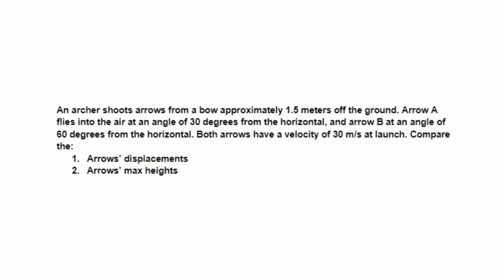So our next problem here is: an archer shoots arrows from a bow approximately 1.5 meters off the ground. Arrow A flies into the air at an angle of 30 degrees from the horizontal, and arrow B at an angle of 60 degrees from the horizontal. Both arrows have a velocity of 30 meters per second at launch. First, we'll compare the arrows' displacements.